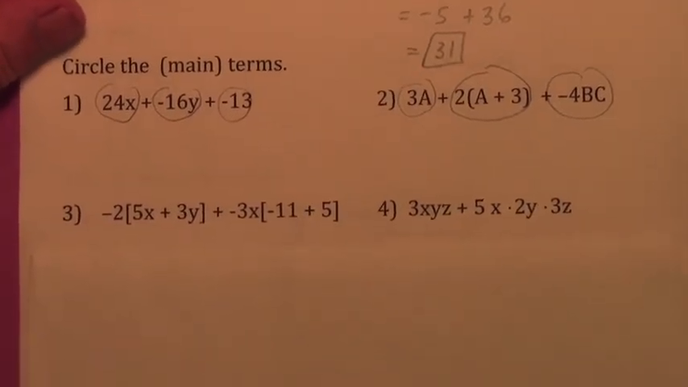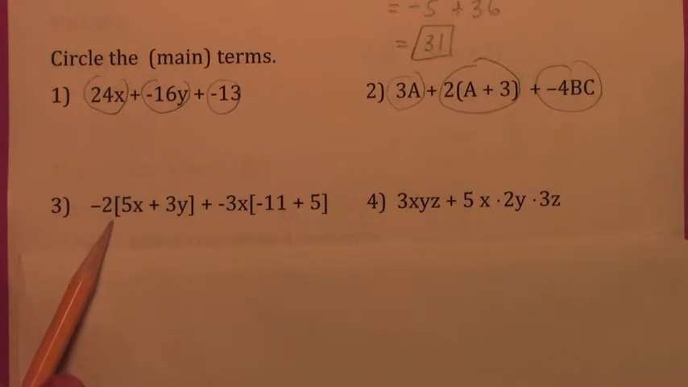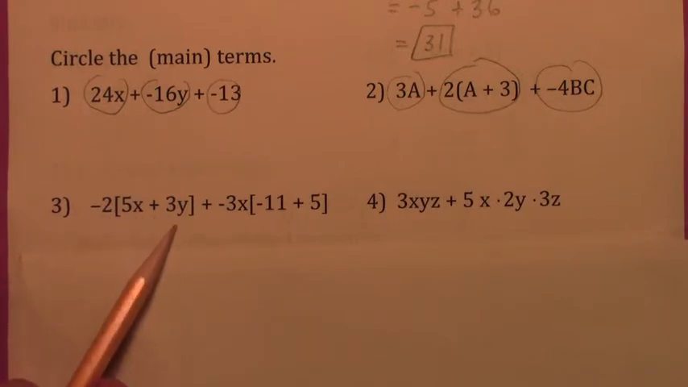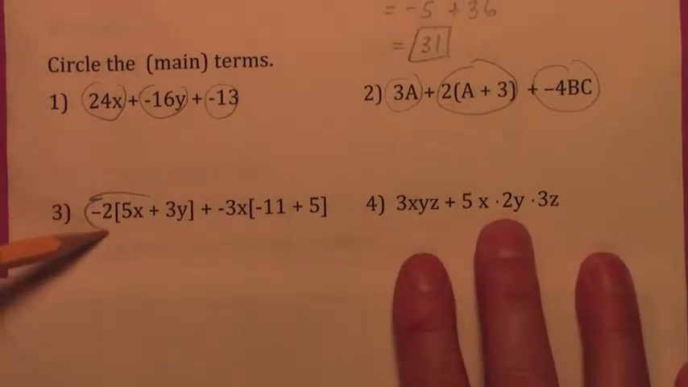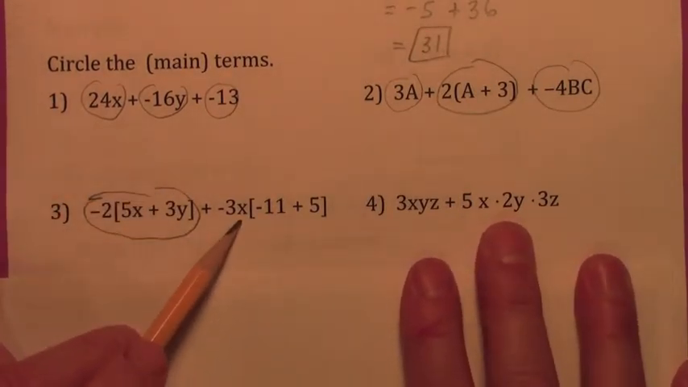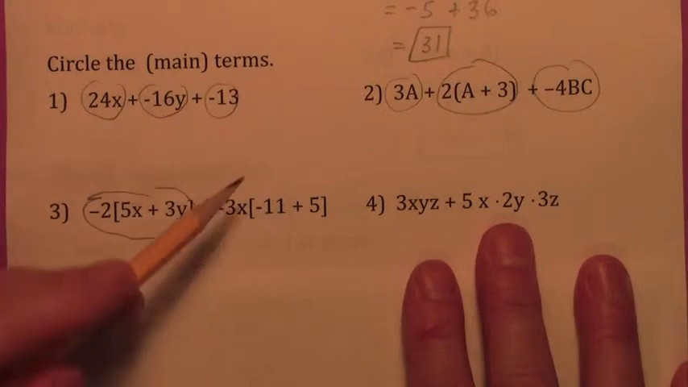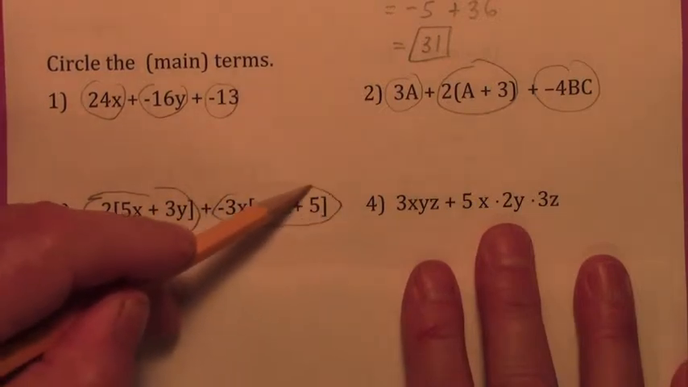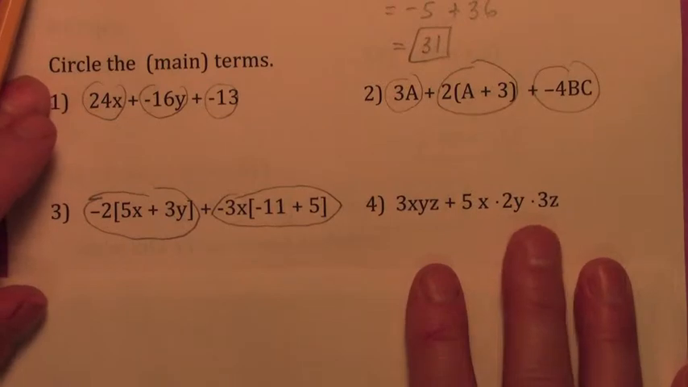Okay, they get rather involved, but if you read it back, it does help. This one, you have negative 2 times the quantity 5x plus 3y. So this is all one term because this piece is being added to this piece, right? This is negative 3x times this quantity. So this is a multiplication here. So there are only 2 terms in this one right here. Even though inside the term you could simplify, they don't want you to simplify. They just want you to circle the way it's written.